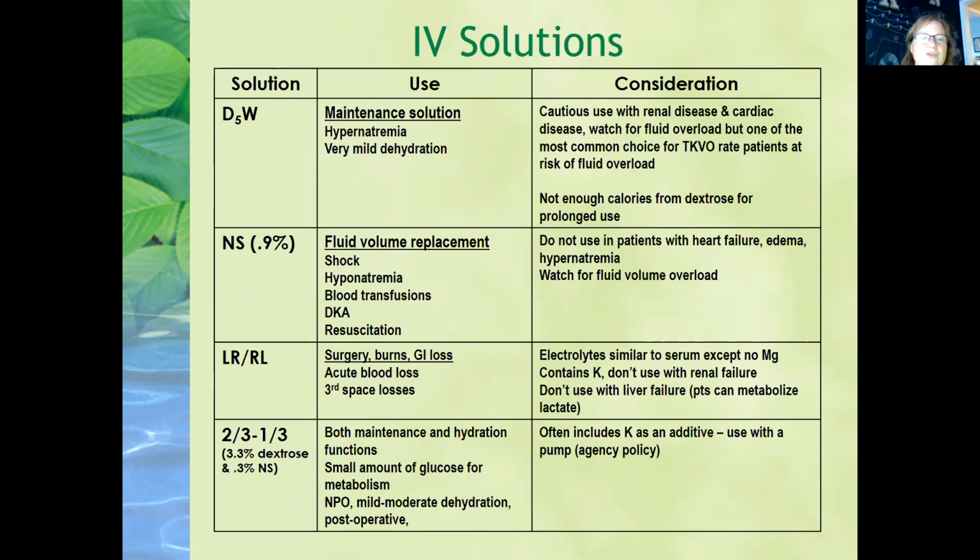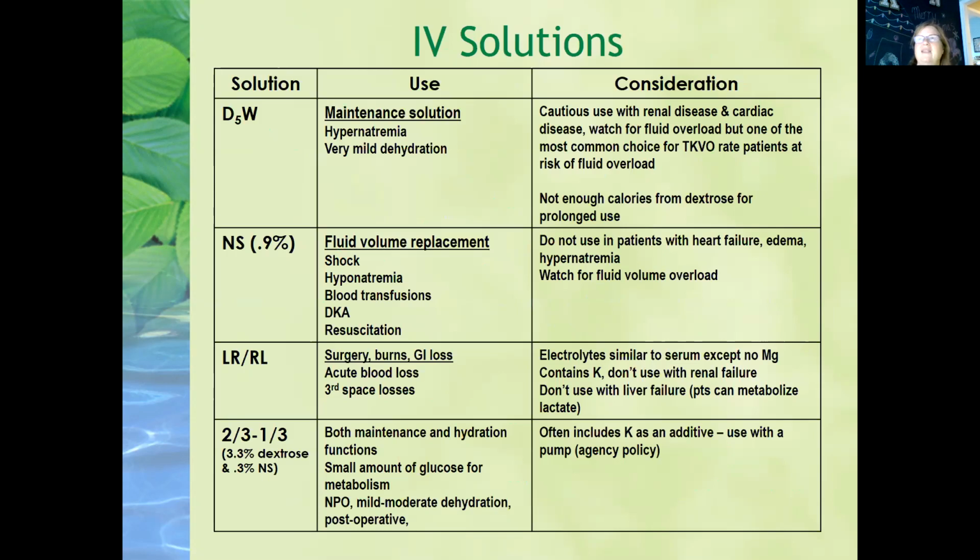very, very common IV solution, two-thirds and a third, 3.3% dextrose and 0.3% normal saline. So do you notice how beautiful that is? Two-thirds, two 3s, 3.3, and one-third, one 3. So 3.3% dextrose, 0.3% normal saline, and it has a little bit of both. So it's good for some maintenance functions, and it's also good for some hydration functions. So two-thirds and a third is the kind of solution you're going to see running at 75 an hour up to 100, sometimes even 125.